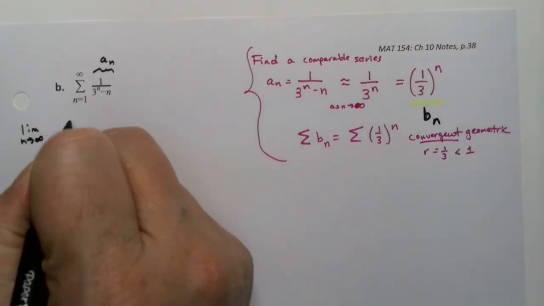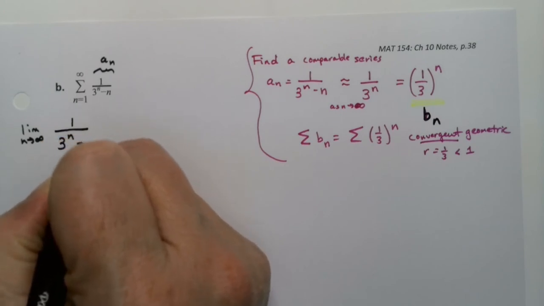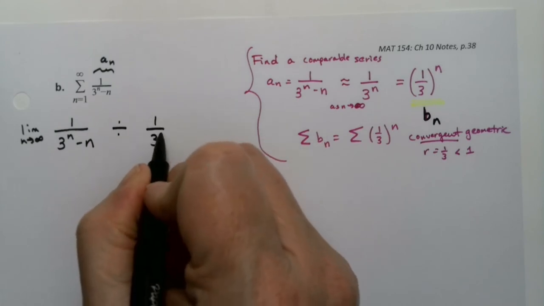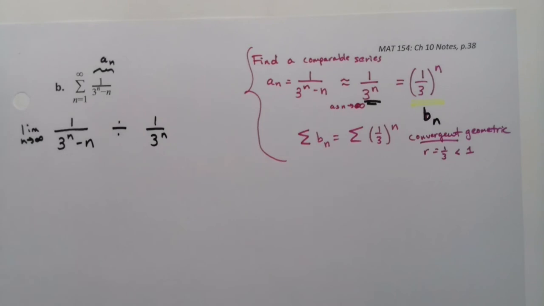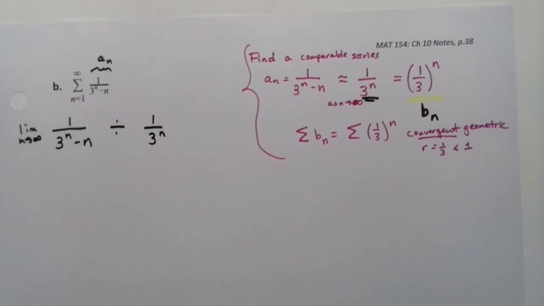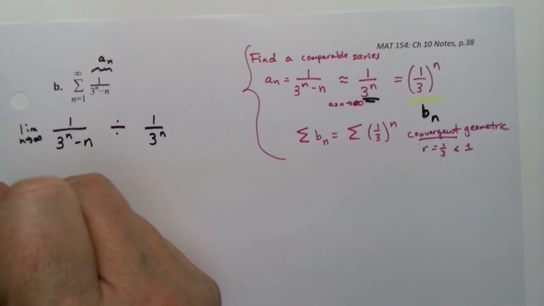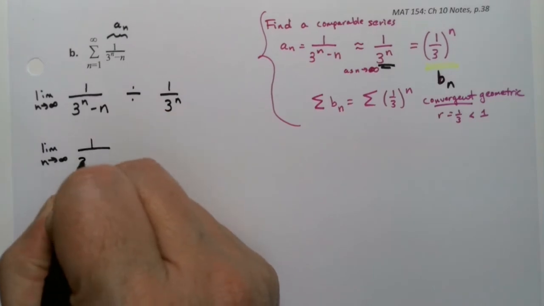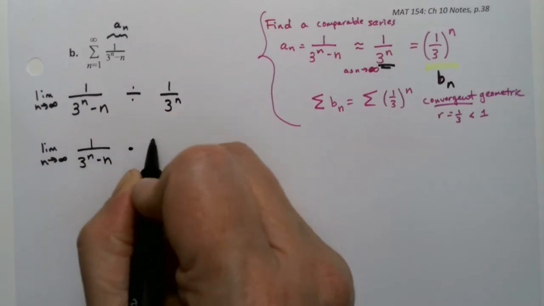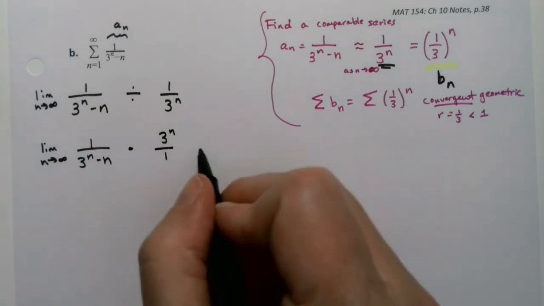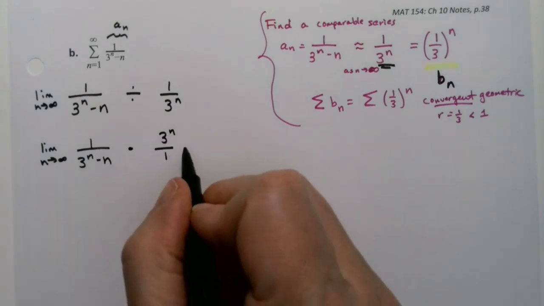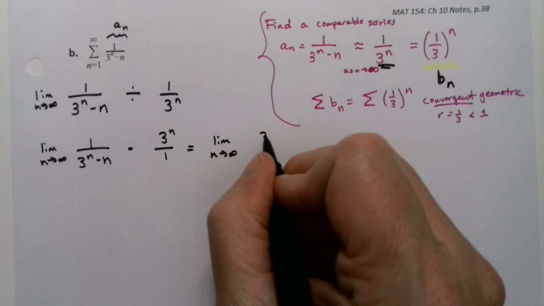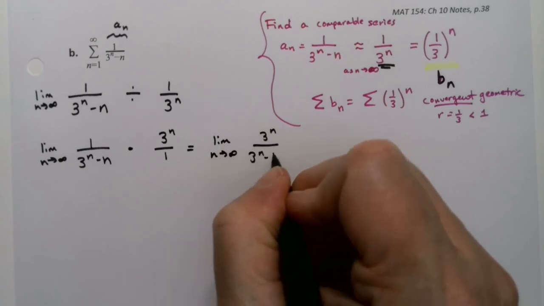All right, so I'm going to take 1 over 3 to the n minus n, and I'm going to divide it by 1 over 3 to the n. I'm going to use this form just because it's similar to the form that I've got. No good reason other than that. Okay, so this is the limit as n goes to infinity of 1 over 3 to the n minus n times 3 to the n over 1, which is the same thing as the limit as n goes to infinity of 3 to the n over 3 to the n minus n.